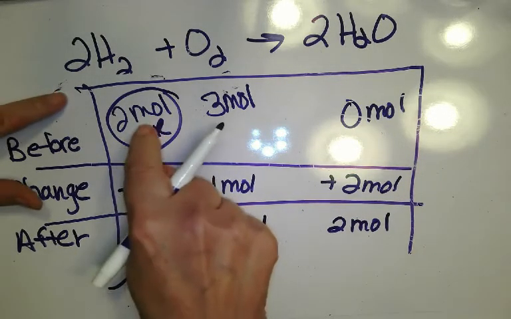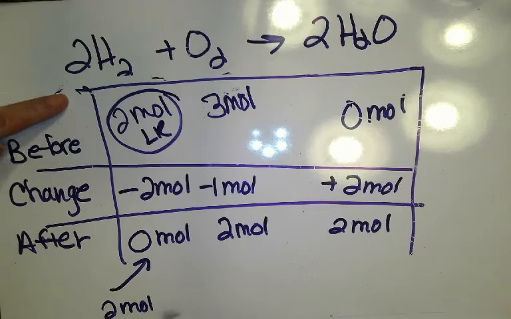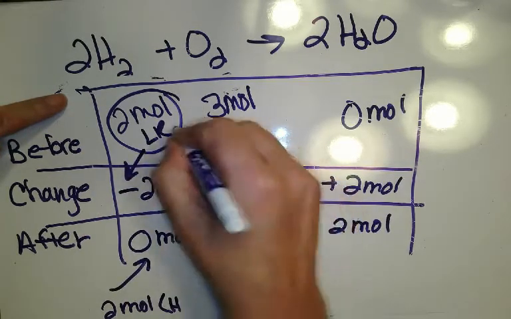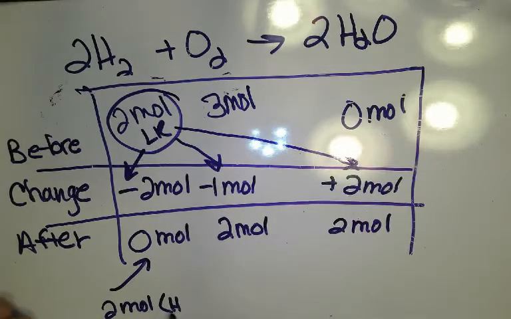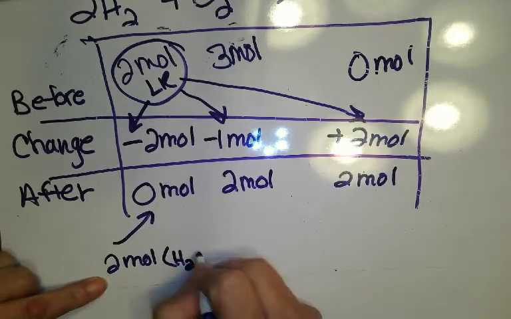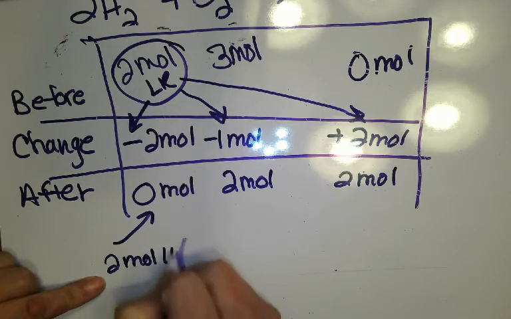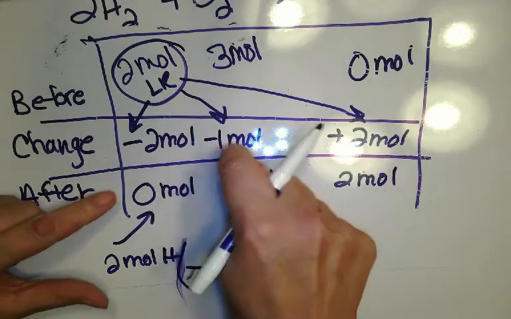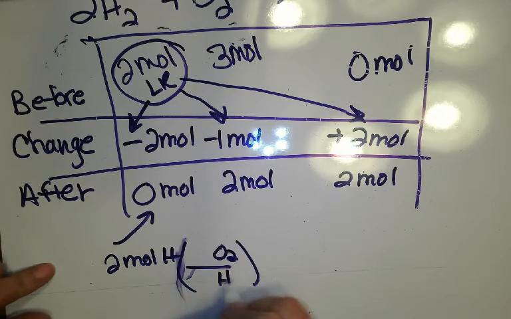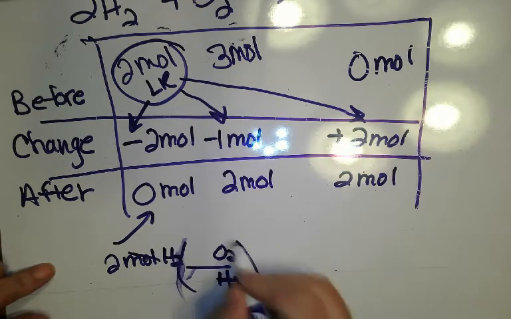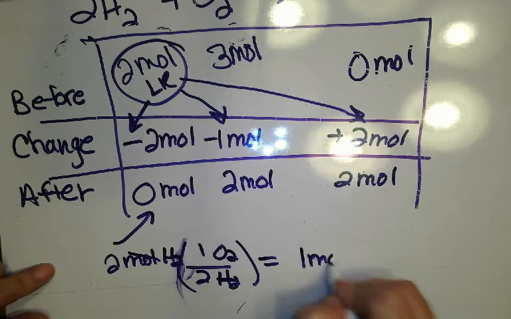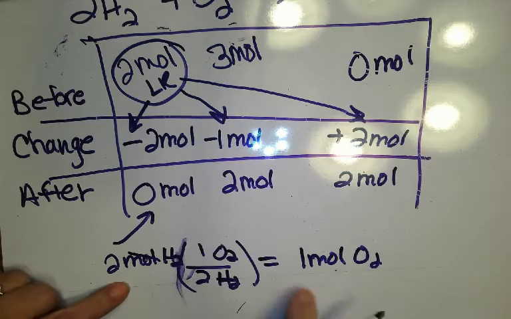If I start with 2 moles of hydrogen, and what this does is it calculates the change line, okay? So I start with 2 moles of hydrogen. And I need to figure out how much oxygen I'm going to use. So I put oxygen on top, my hydrogen goes on the bottom, they go away. This is my mole ratio. It's a 1:2 ratio, and that gives me 1 mole of oxygen will be used with 2 moles of hydrogen.